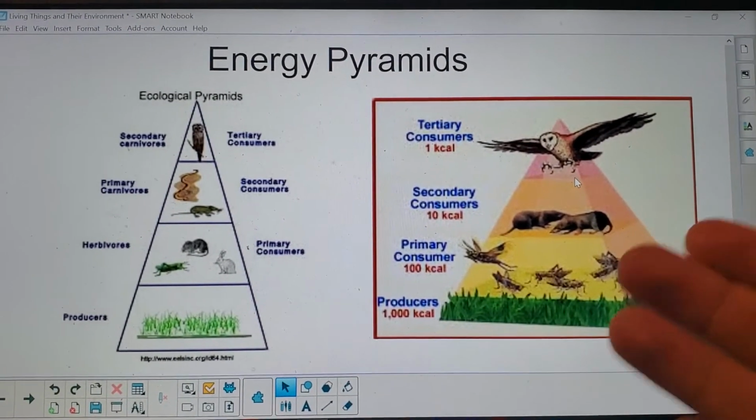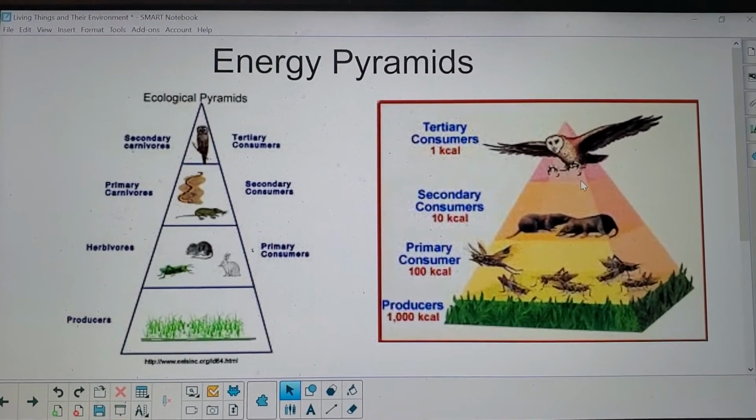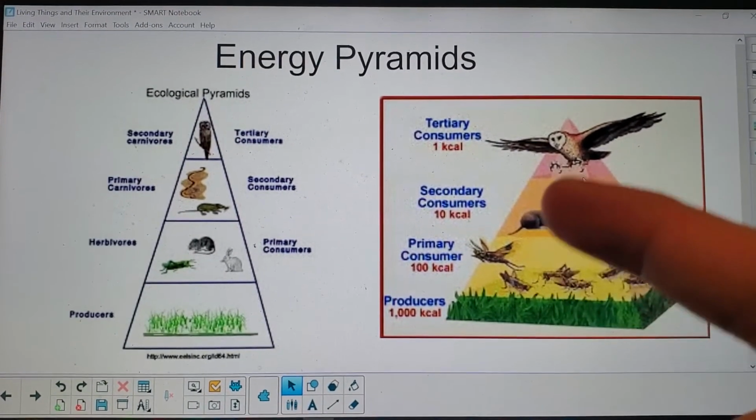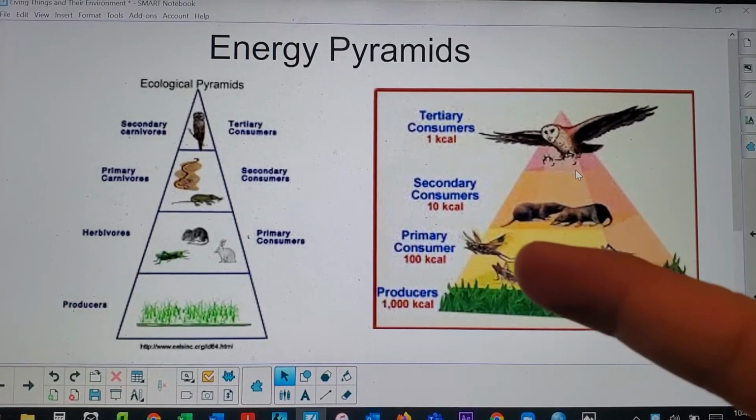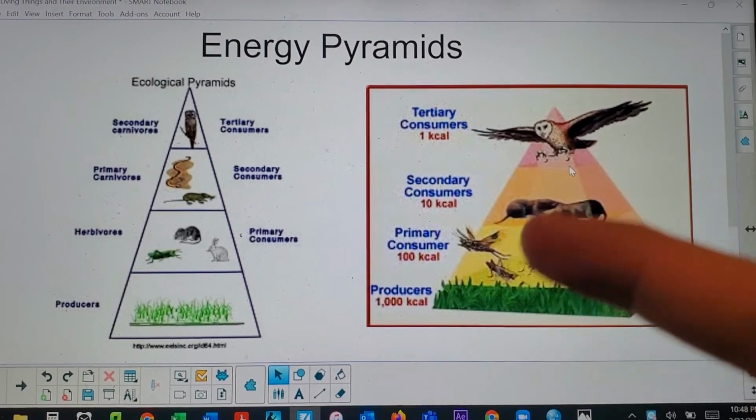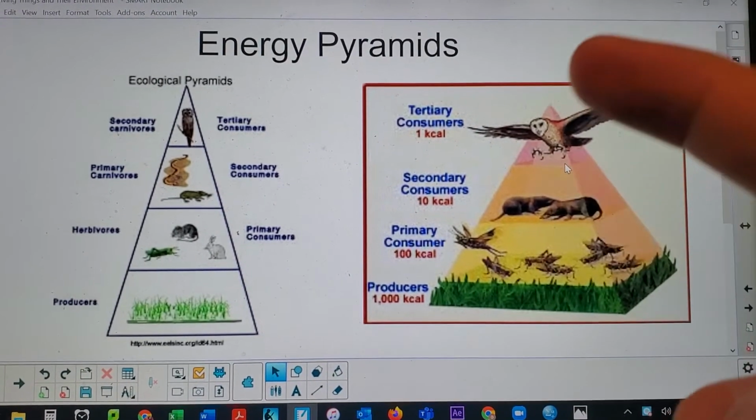If I can go to my song, the song says, all right, energy pyramids is last on the list. Primary consumers eat producers. It's so easy to miss. The energy is lost as you move up the ladder. Eating at the top level is bad.